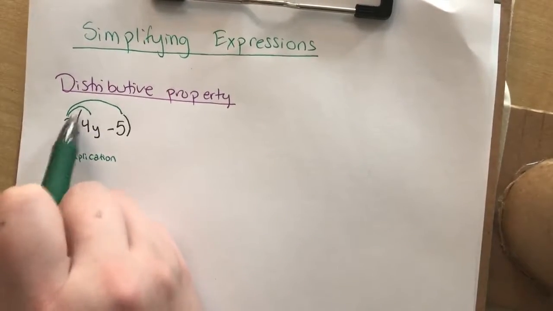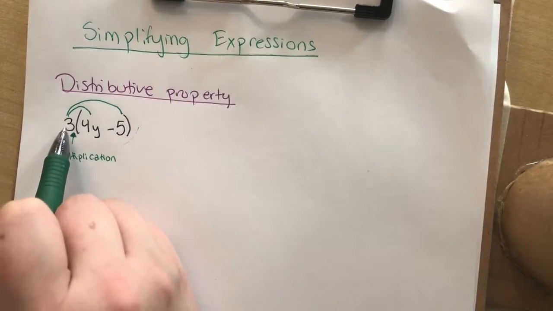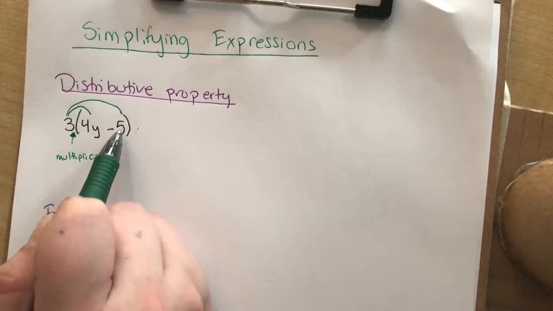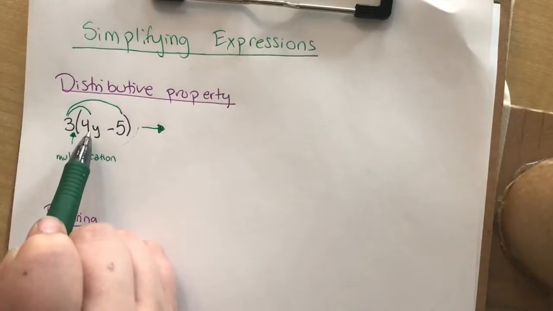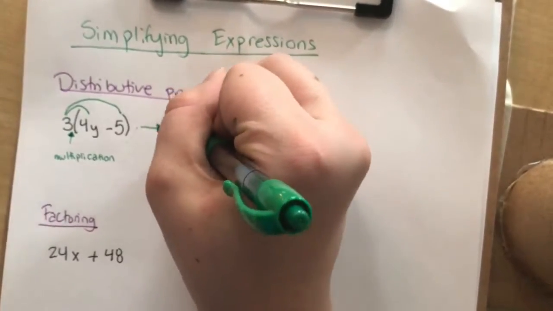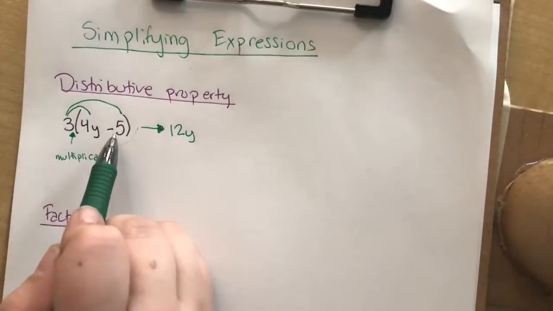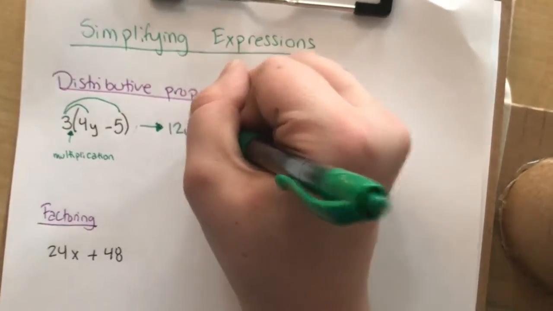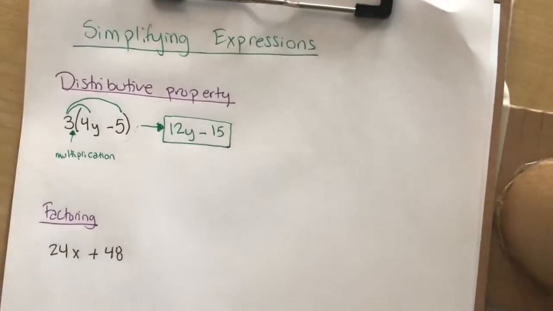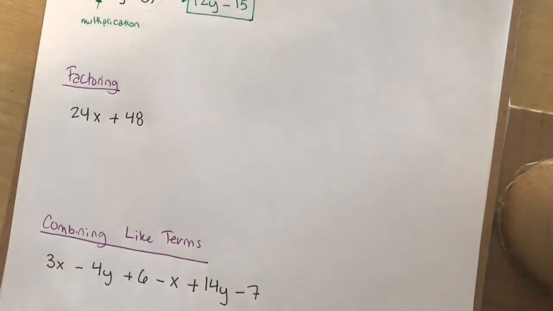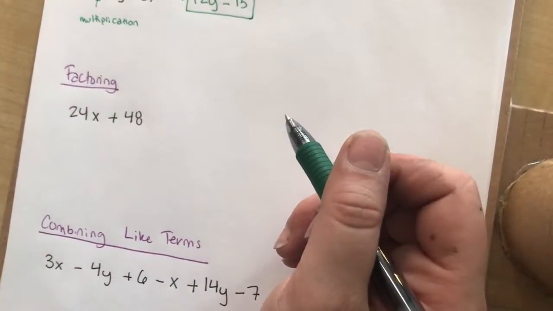So this 3 is multiplying this whole thing, yes, but that means that it's multiplying the 4y and it's multiplying the negative 5. So if I want to rewrite this, 3 times 4y is 12y. And then 3 times negative 5 is minus 15. That's it. Okay.